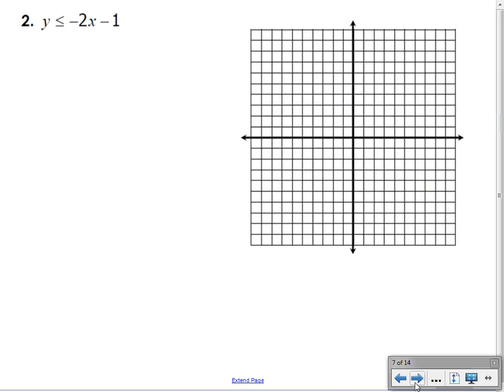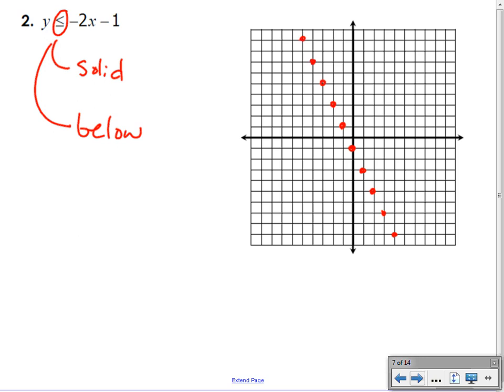Okay, let's look at another example. So this time, we have a less than or equal to symbol. So that tells us two things. It tells us we're going to have a solid line, and then for less than or equal to symbols, we're going to shade below. So we're going to graph as usual, and then do these two extra things. So let's see, we have a y-intercept at -1, a slope of -2. So I'm going to go down 2, right 1. And then I'm going to also backtrack. I'm going to go up 2, left 1.